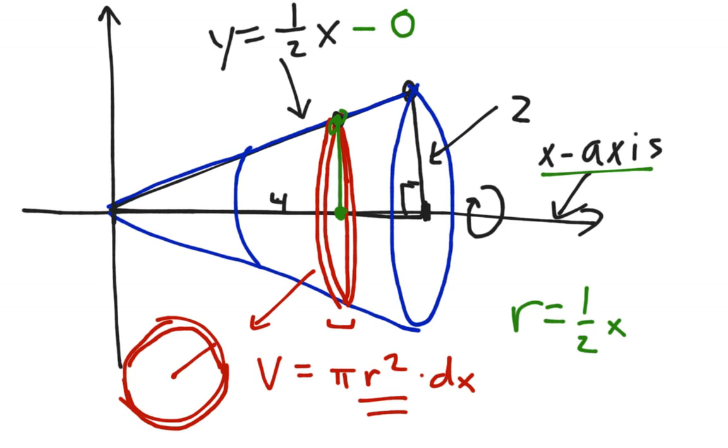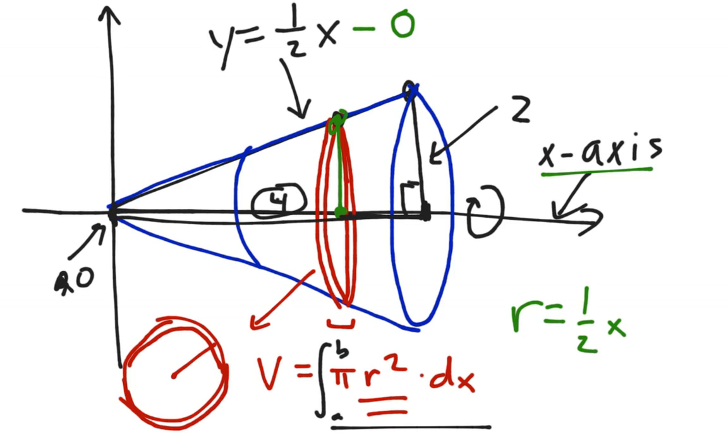So let's set up the integral. We're basically almost done once we have this part. Now we just need to integrate from a to b, and in this case a is going to be 0 because that's where the thing starts, and b is going to be 4 because that's the length of how long the cone is going along the x-axis. So let's set up our integral and do it. We have the integral from 0 to 4.